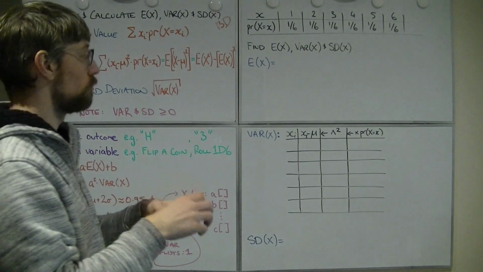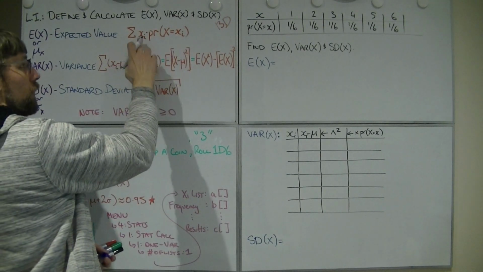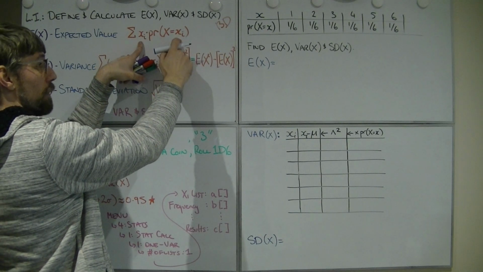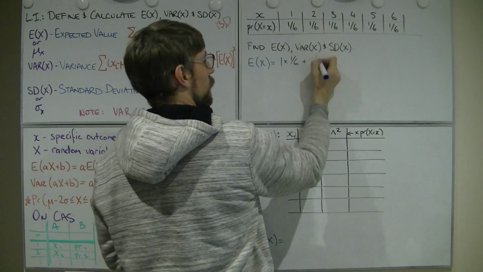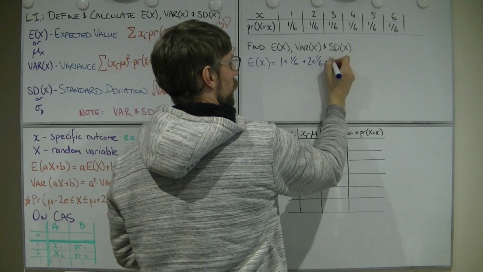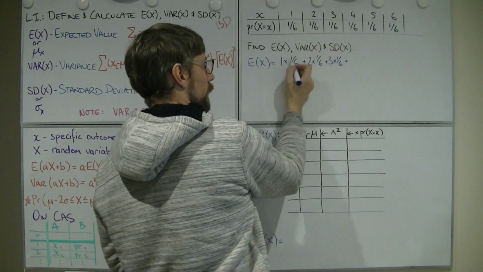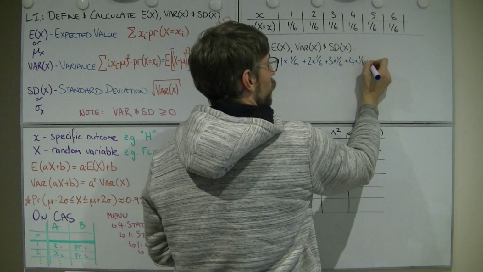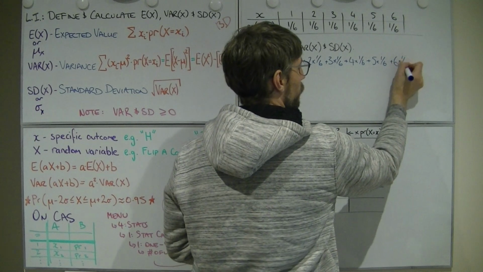Nice, boring, easy example. I need to add up my outcome multiplied by the probability of that happening. So I've got 1 times 1 on 6 plus 2 times 1 on 6 plus 3 times 1 on 6, and then so on down the line. If these were different probabilities, then each of these would associate to its own probability. But I want to use this because it's a much more familiar scenario.